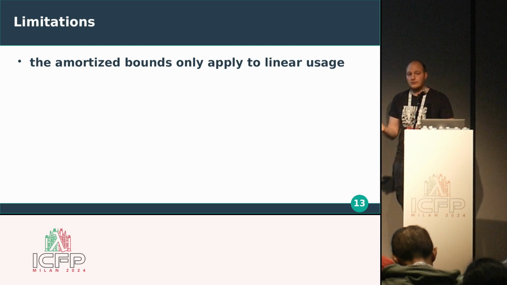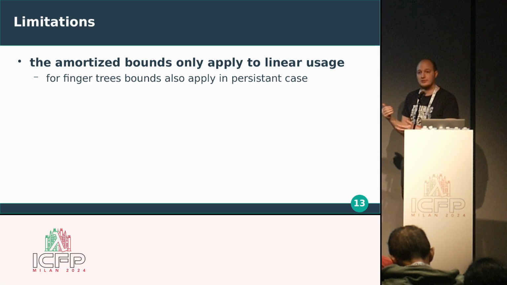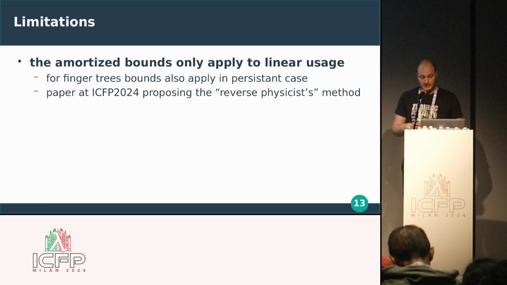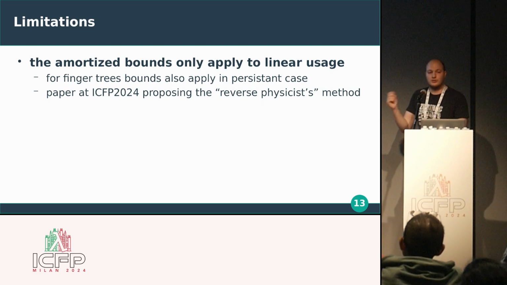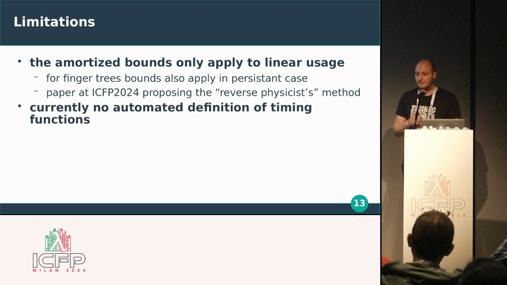Some data structures can exploit laziness to do so. For example, finger trees also have these complexity bounds in a persistent case, if you do reuse intermediate data structures, by exploiting the memoization of laziness. However, at this very ICFP, there was a paper proposing a reverse physicist's method that could be used to deal with this issue, but that is still future work.